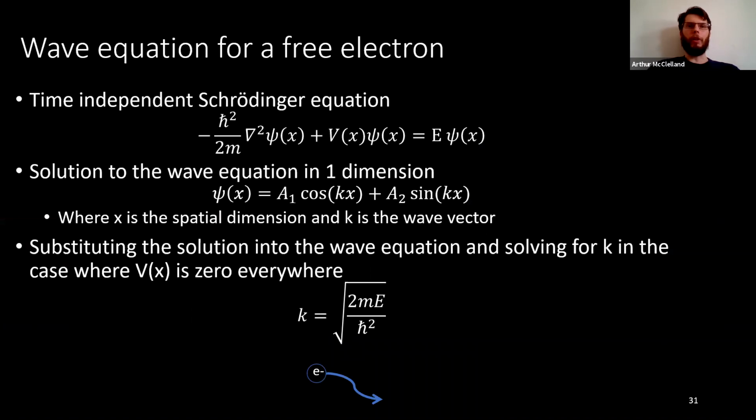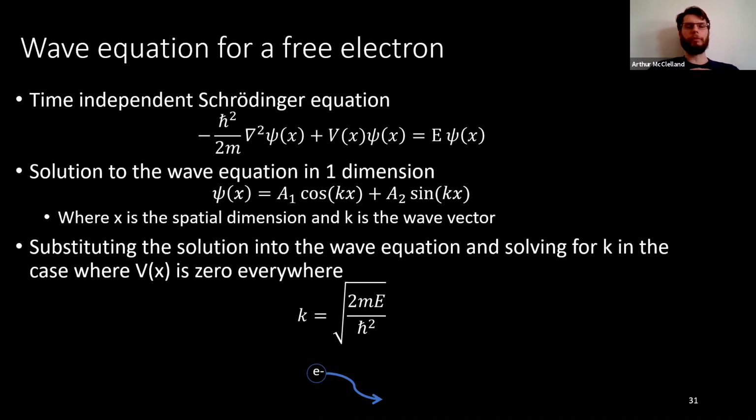All right, so the wave equation for any free electron can be written as the time-independent Schrödinger equation. The Schrödinger equation is really just the kinetic energy plus the potential energy equals the total energy. The solution to the wave equation in one dimension is going to be A1 cosine kx plus A2 sine kx, where x is the spatial dimension. It's the real physical space where it's moving, and k is what's called the wave vector. You can think of it as a momentum dimension.